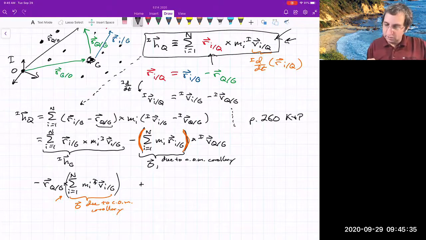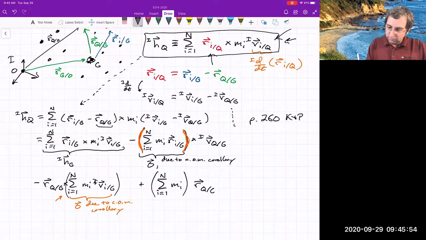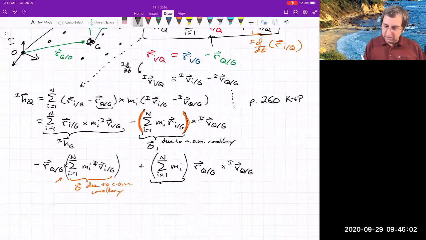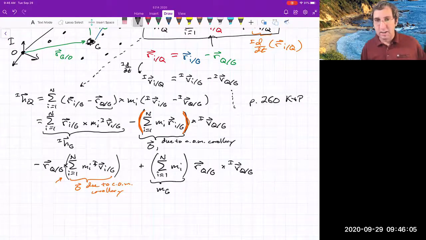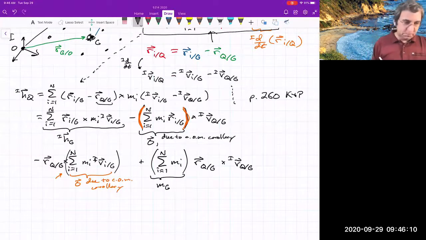Plus, now what? I think we can actually pull out some of the masses times, and it's a negative times a negative, which gives us a positive. R_QG cross the inertial derivative of R_QG. This sum of masses is just the total mass, which we've written as m_G. It's like the mass of the center of mass. So just collecting the terms that aren't zero, we get that.